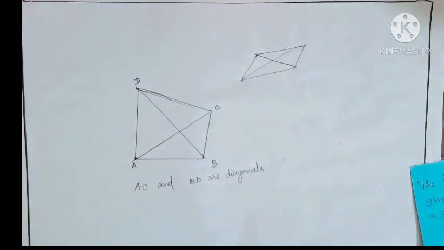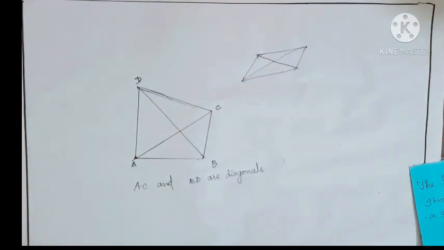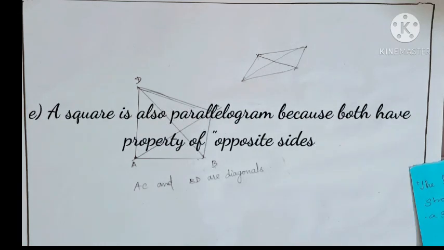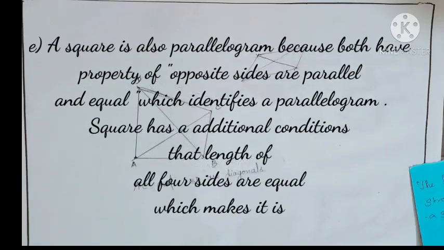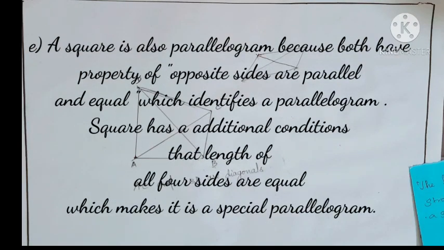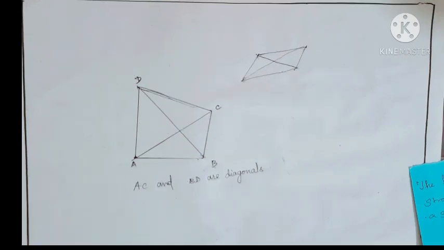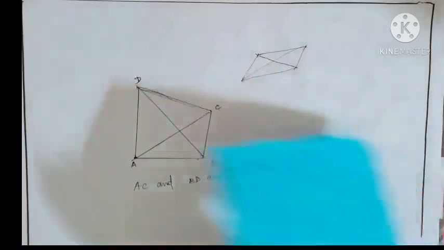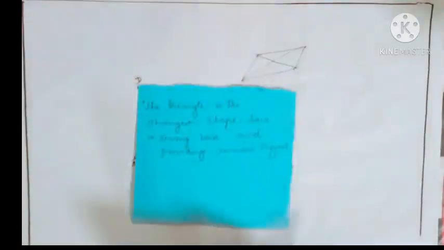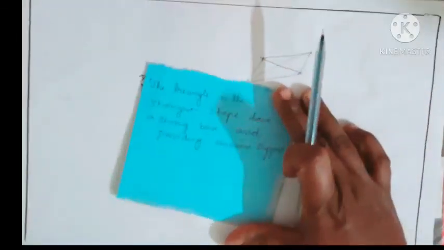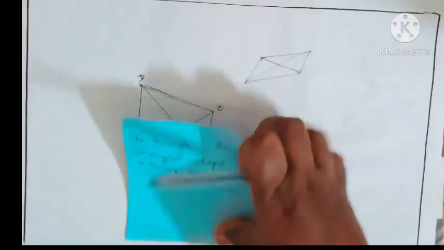Understand? Fine. Next. A square is also a parallelogram. A square is also a parallelogram because both have the property of opposite sides being parallel and equal, which identifies a parallelogram. So a square has an additional condition that all the lengths of the 4 sides are equal. Imagine this is a square paper. All the sides are equal. If you shake this picture, it will become like a parallelogram.